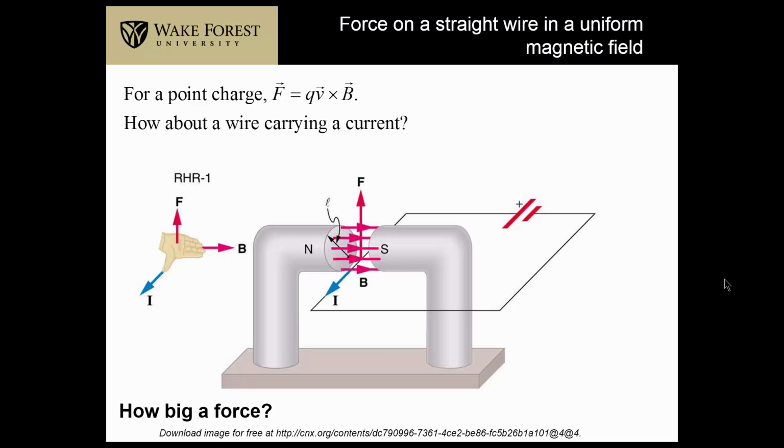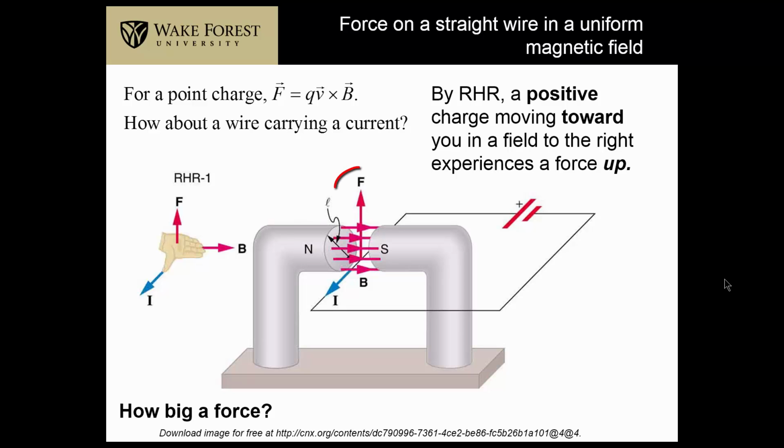We should be able to use this same expression because the force will just be due to the motion of the mobile charges within the wire. So if we have a wire carrying a current toward us, as shown in this figure, and the magnetic field is to the right, as we expect from north to south, then if we use the right-hand rule, we know that the force will be upward. That's assuming a positive charge moving toward us. A positive charge would move in the direction of the conventional current in the wire.